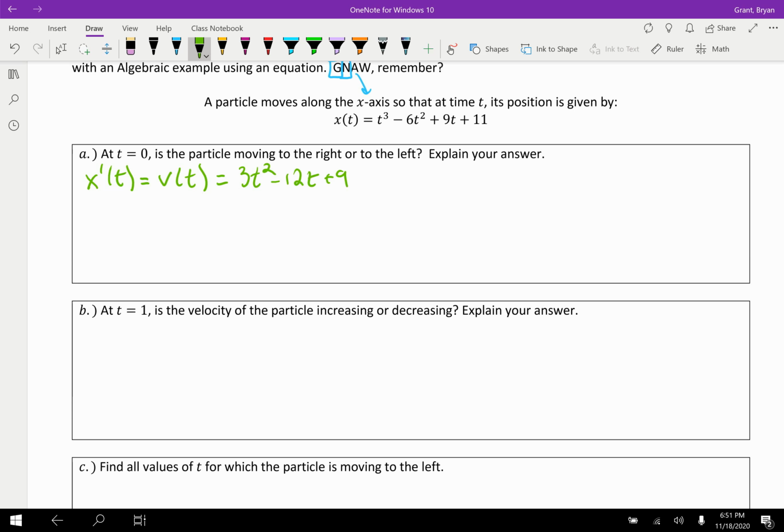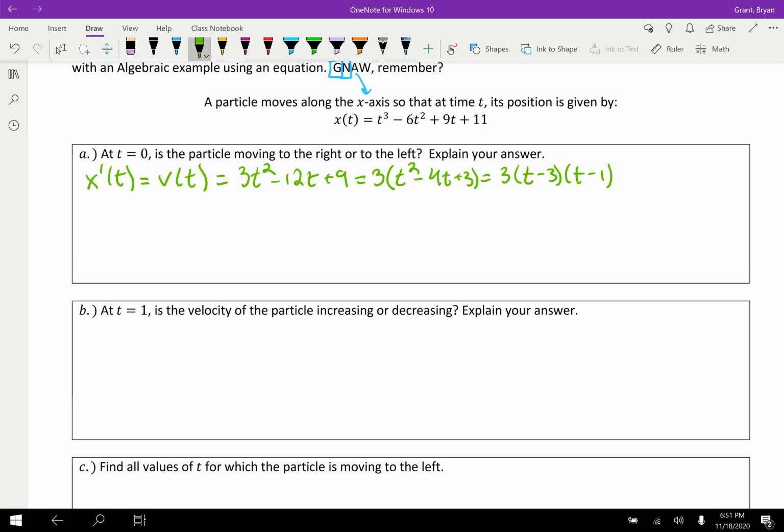And since I've mentioned this before, if we're going to be working with this, we should probably factor this equation. We might need this later on. So let's factor out a 3. It becomes t squared minus 4t plus 3. And I think we can factor even further to t minus 3 times t minus 1. All of those are satisfactory velocity equations. Let's see what they're asking.